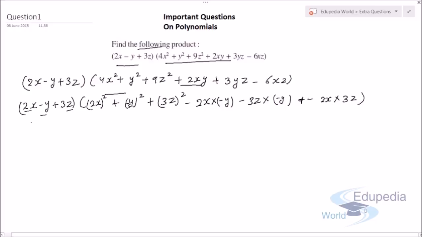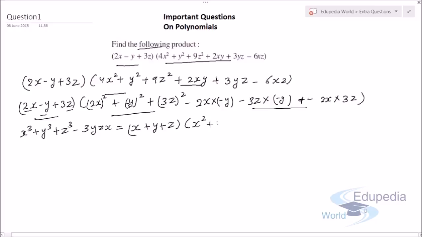You can clearly see that this is one identity we have discussed in our previous videos. The identity is x cube plus y cube plus z cube minus 3xyz equals x plus y plus z into x square plus y square plus z square minus xy minus yz minus zx. You can clearly see we can apply this identity in this question.